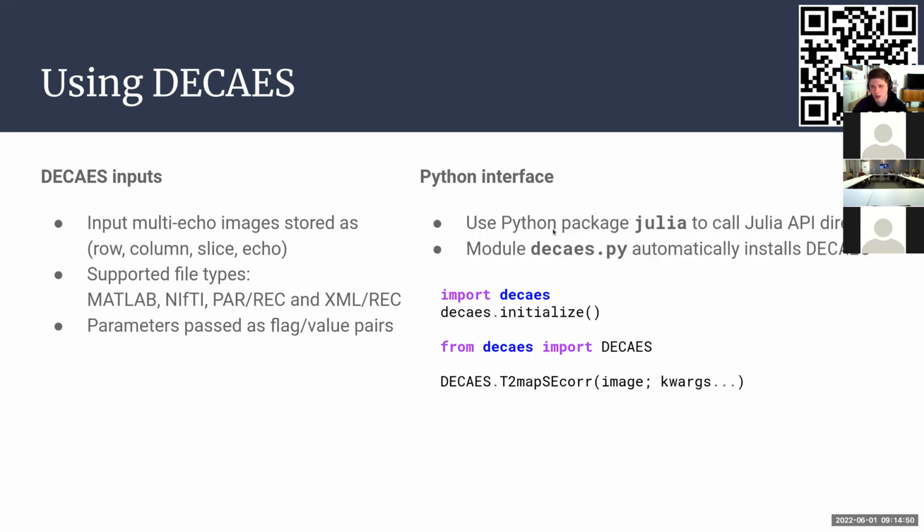And something we won't be covering today, but is pretty fun, I think, is the Python interface. There's a Python package called Julia, which you can download, and it will let you call Julia functions directly. And the module that we provide, decaes.py, will automatically install DECAES for you. The reason we're not going to cover it is because it interfaces with the Julia API, so it's a little bit lower level, so it doesn't do file reading and a bunch of other helper things for you. You just call the Julia functions directly. decaes.t2map.se core is a Julia function that you're calling from Python. So we're just not going to cover that today, but definitely if you're interested, check this out.